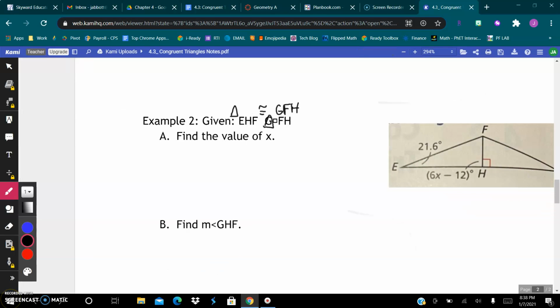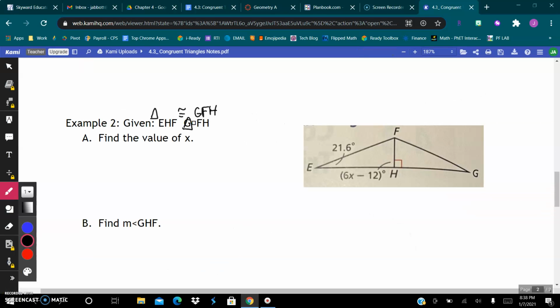So if we look at the picture here, EHF is the triangle on the left and GFH is the triangle on the right. So those two triangles are congruent. And it's telling us that E and G are first. So E is congruent with G. And H is a 90-degree angle, so that other side there has to be a 90-degree angle as well, since that is a straight line.